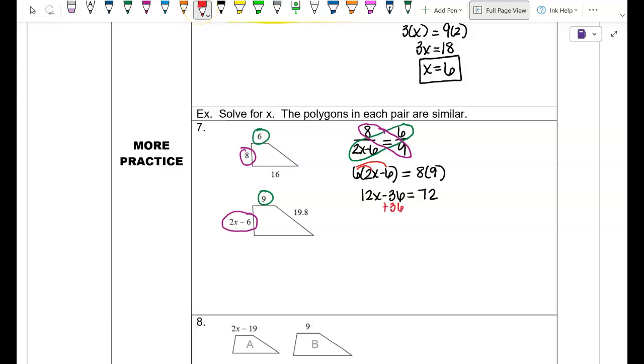Add the 36 to both sides. We get 12x equals 108. And if I divide both sides by 12, what does x equal? 9. So again, using that idea of the figures being similar, which uses proportions to solve, because if the figures are similar, the sides have to be proportional.